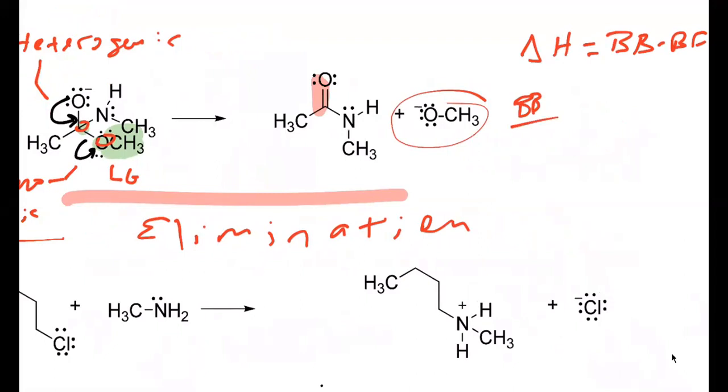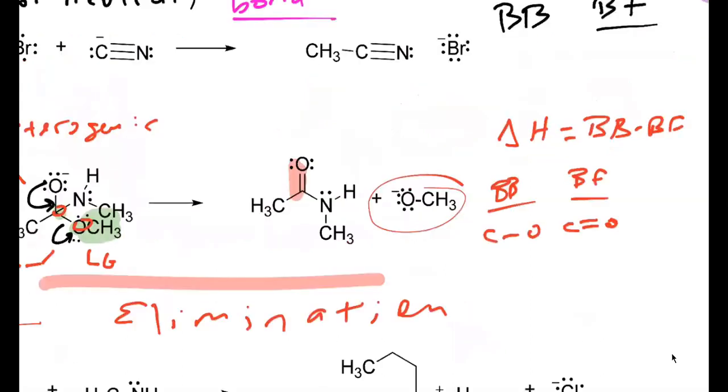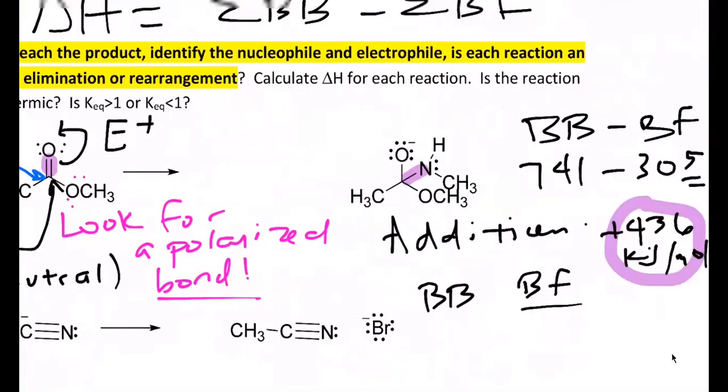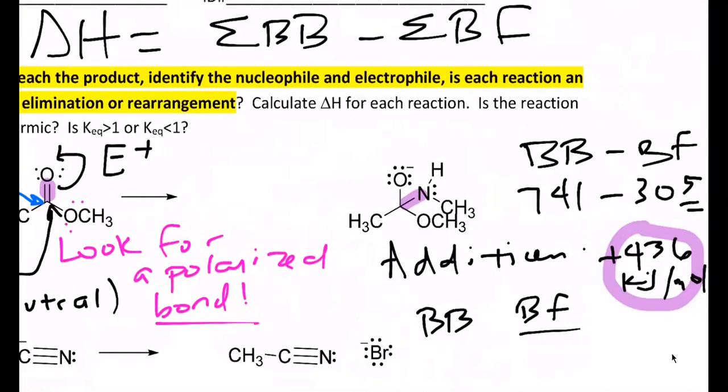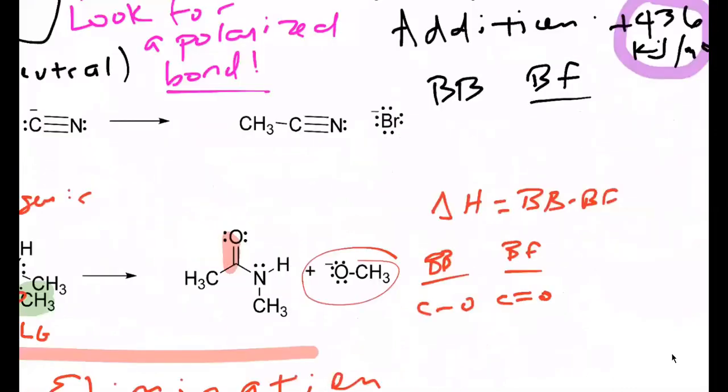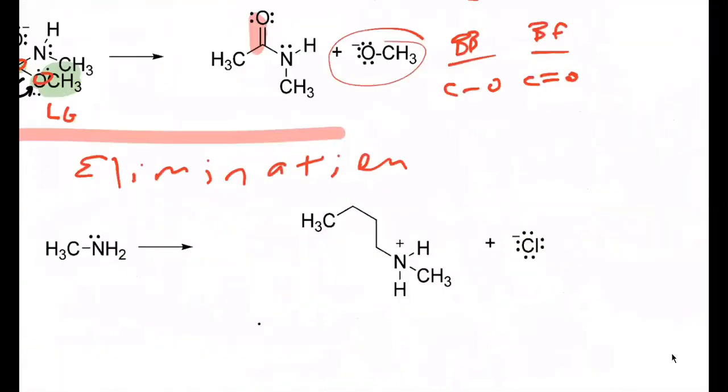A CO bond. We broke a CO single bond, didn't we? And what did we make? A CO double bond. Good. So for the CO double bond, I bet I erased it already. Or maybe not. Nope. 741 kilojoules per mole.